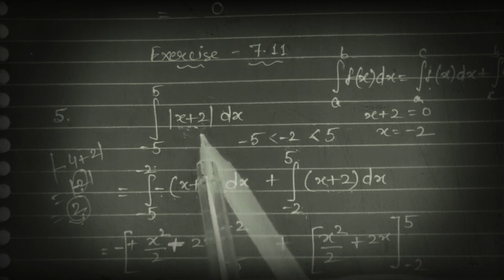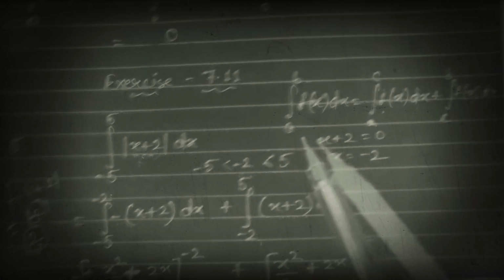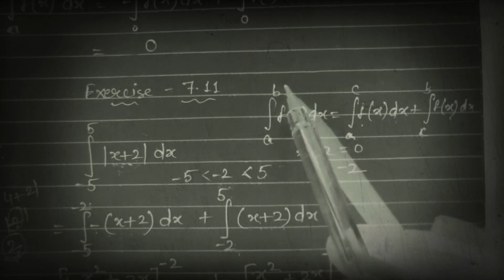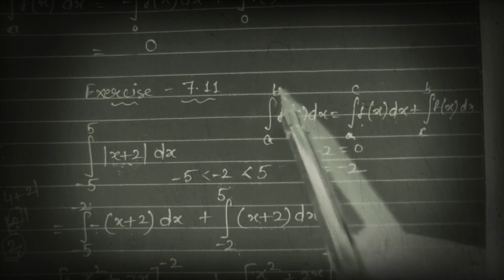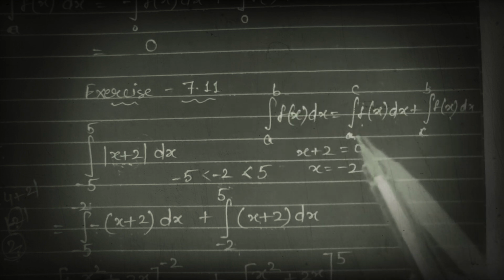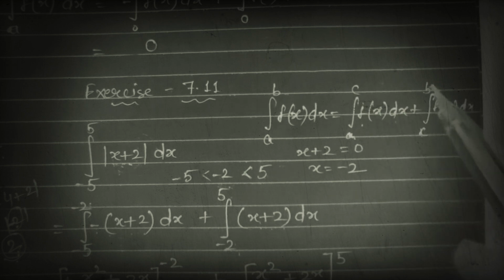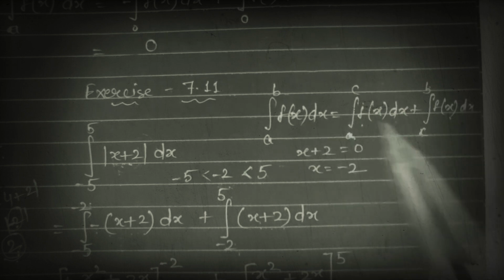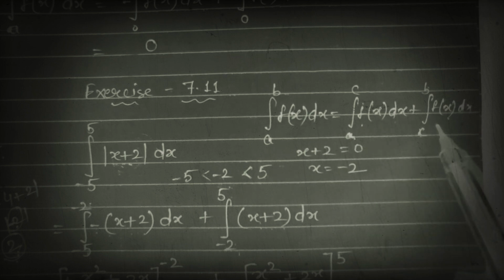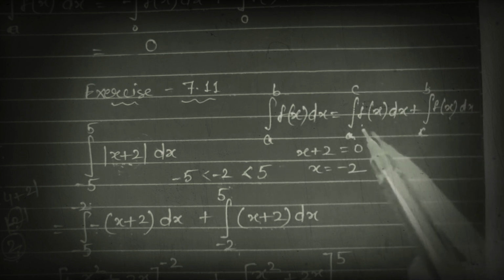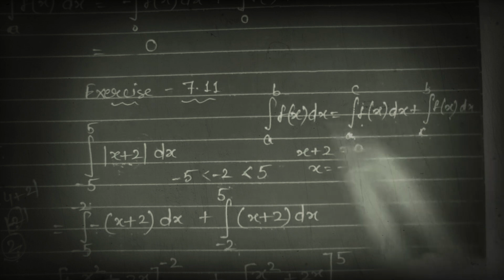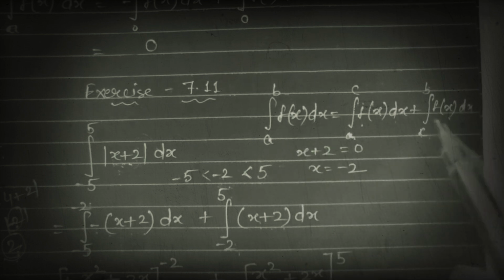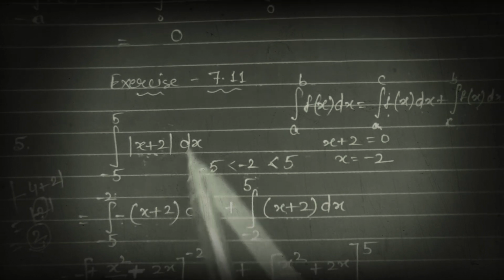Here we will use the third property. In the third property, the integral of f(x) dx with limits a to b, where c is a point between a and b, equals the integral of f(x) dx from a to c plus the integral of f(x) dx from c to b. We can write this as the sum of these two integrations, where c is the breaking point. Clear?